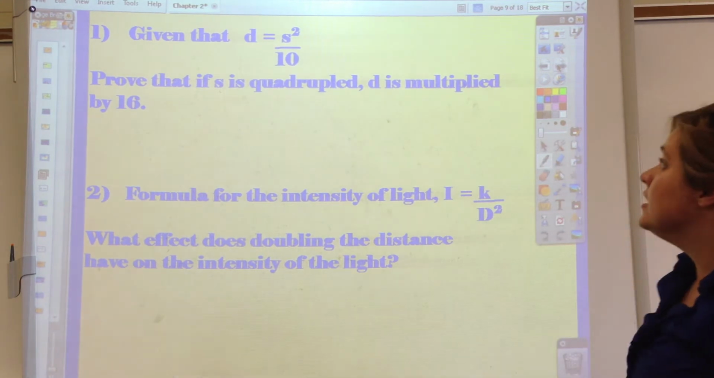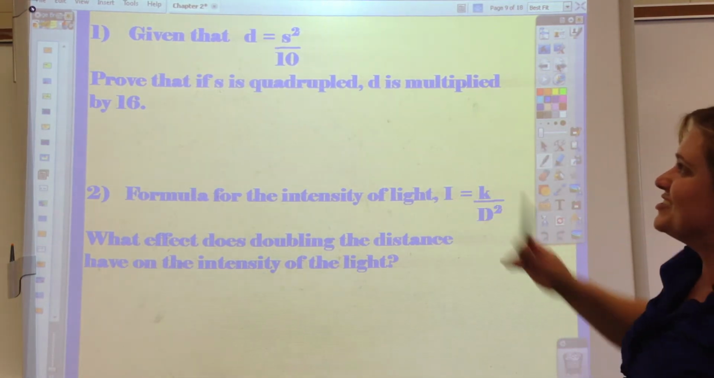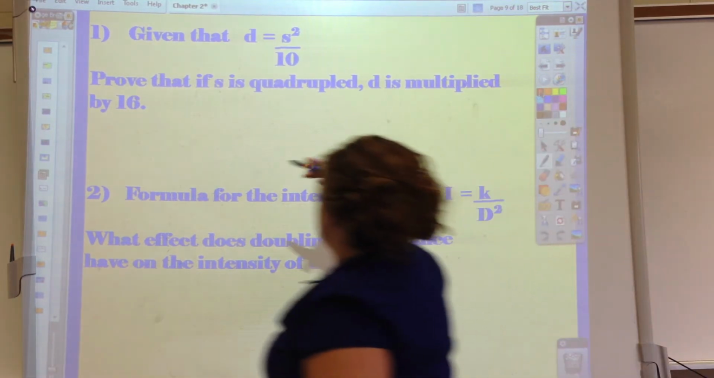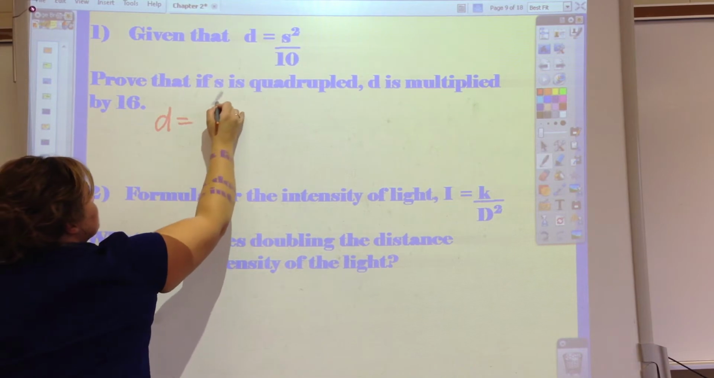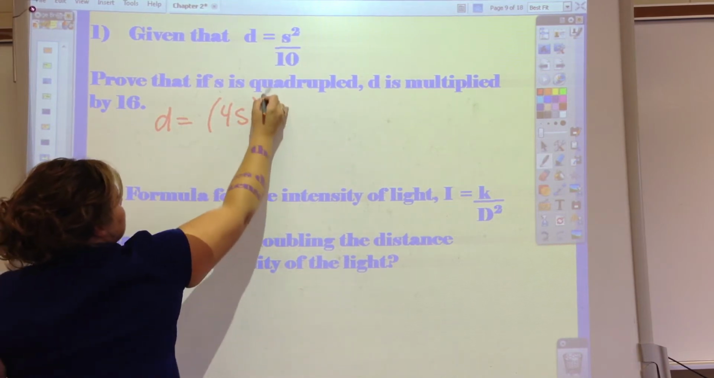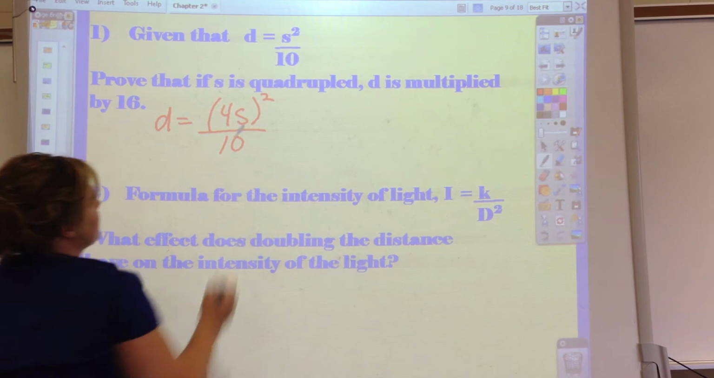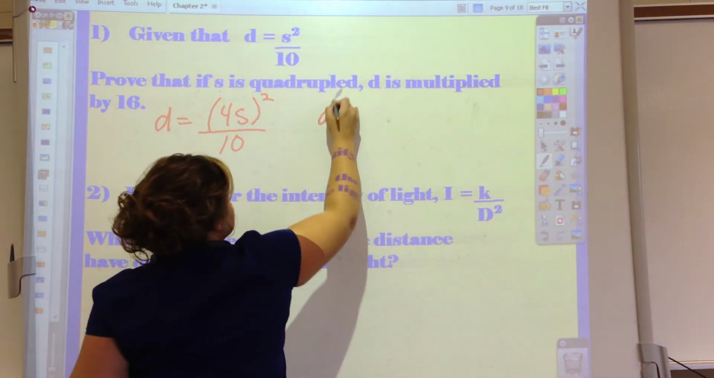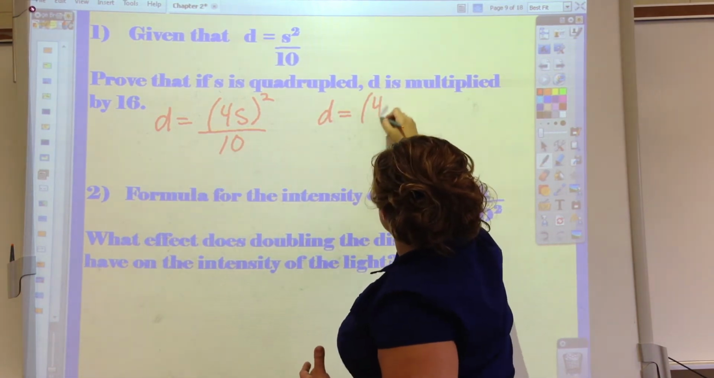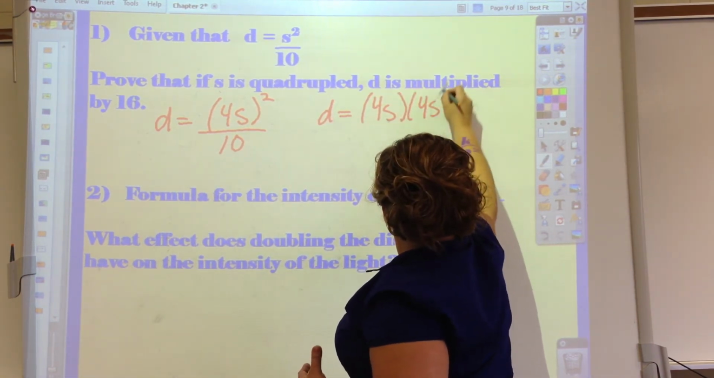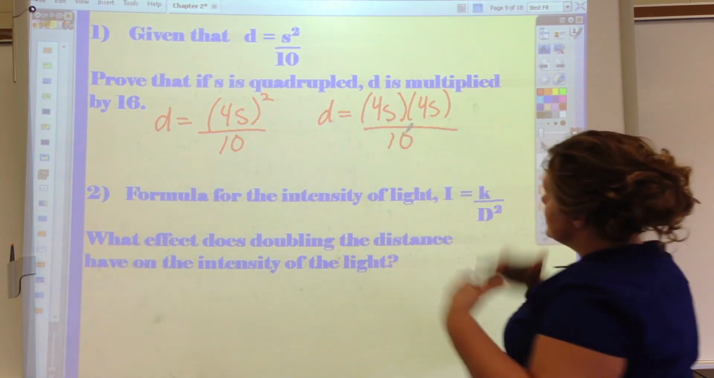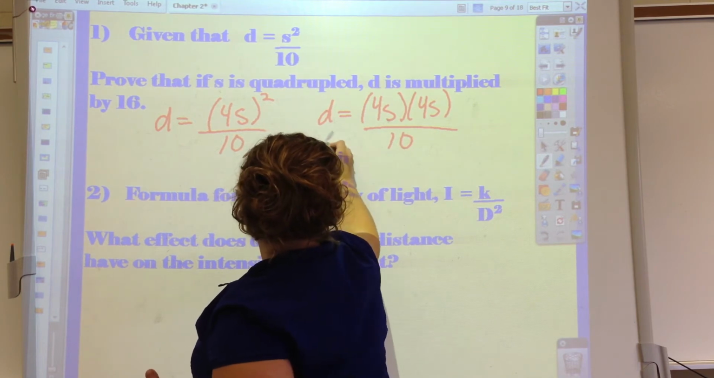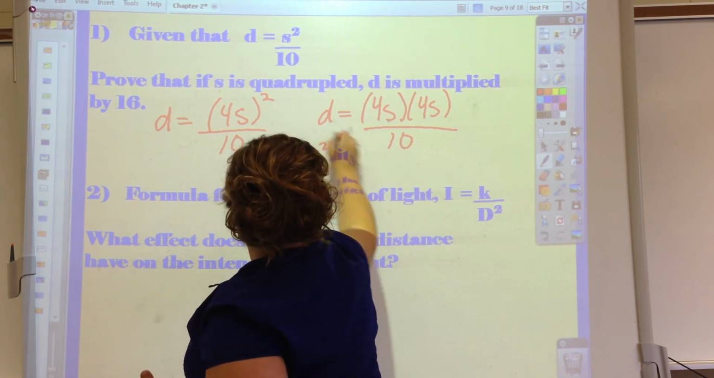Be careful of that. Now, if s is quadrupled, that means that s is multiplied by 4. So let's go ahead and plug that in. D equals 4 times s now, to the power of 2 divided by 10. When I simplify, I am going to get d equals 4s times 4s. Agreed? And when I simplify again, I get d equals 16s squared divided by 10.